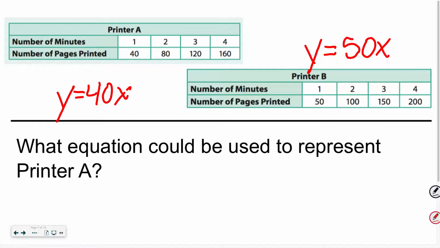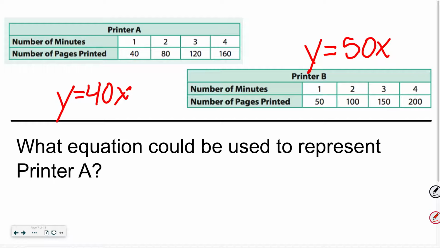Yes. Why? Because 40 is for 1, and the x is basically saying how many pages you have per minute. Perfect. So that unit rate is going to be that coefficient. And what does the 40x mean in words?